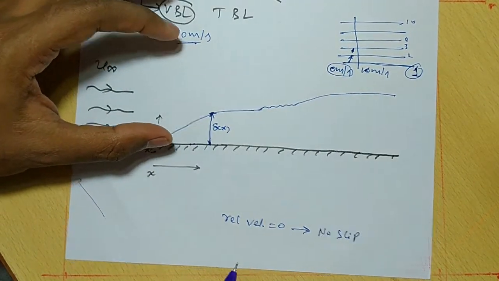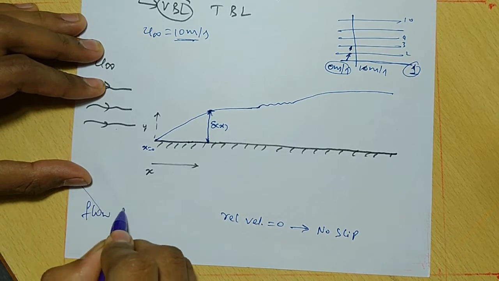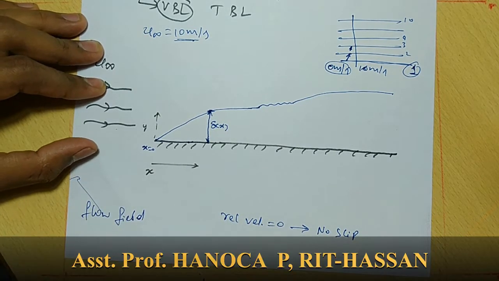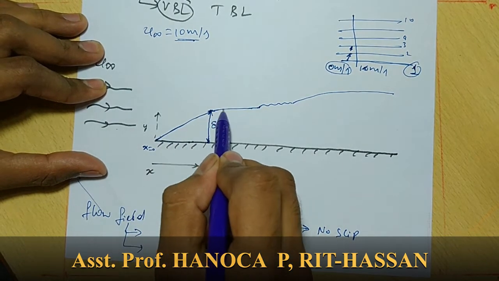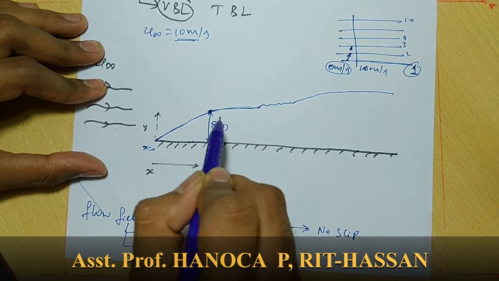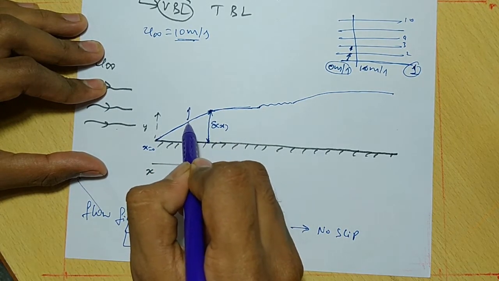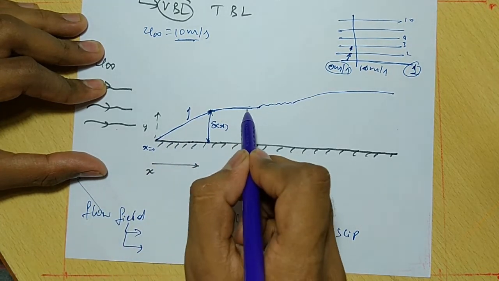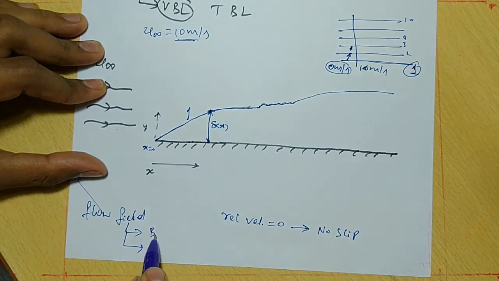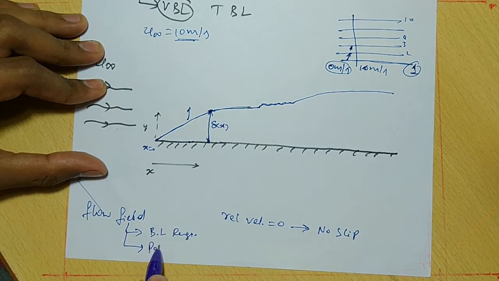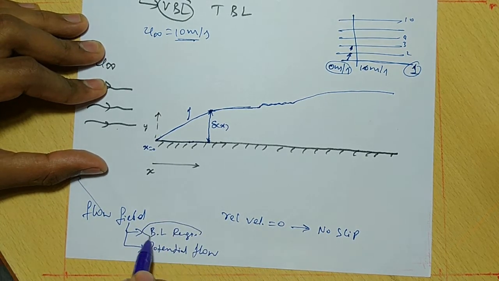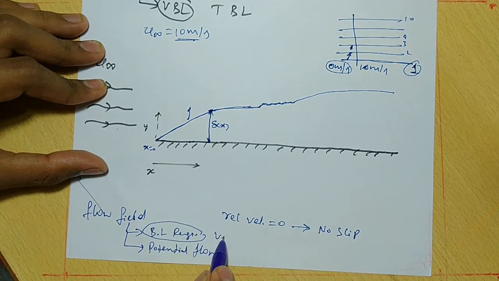Now this flow field can be separated into two regions. One region is inside this boundary, and another region is above this boundary. Inside this boundary, we are going to call the boundary layer zone or boundary layer region. Above this boundary, we are going to call the potential flow region.